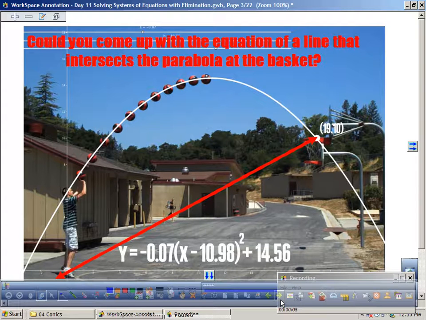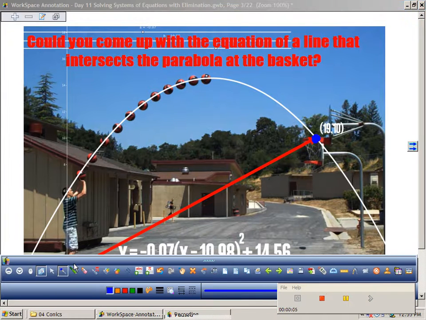So basically, these are two different systems that are going on here. One is a parabola, a parabolic path of that ball going in, and one is how can I figure out exactly where that is going to intersect at the basket. Two different equations. One is a line, and one is a parabola. Okay? Now, believe it or not, you guys could easily come up with the equation of this line.